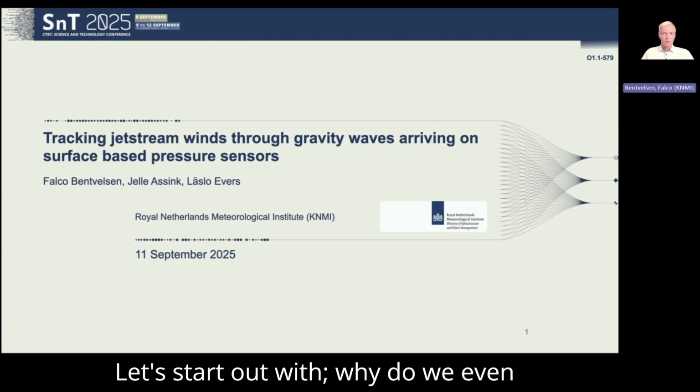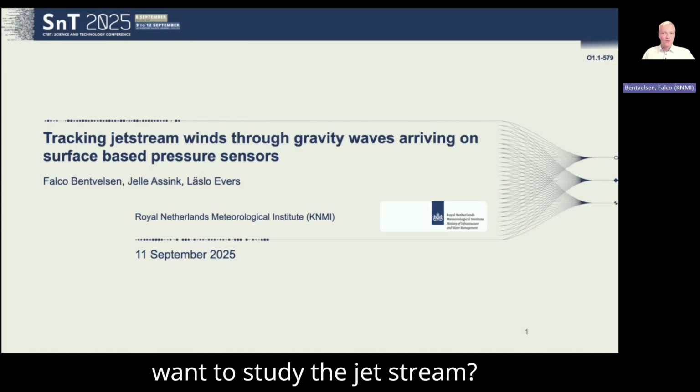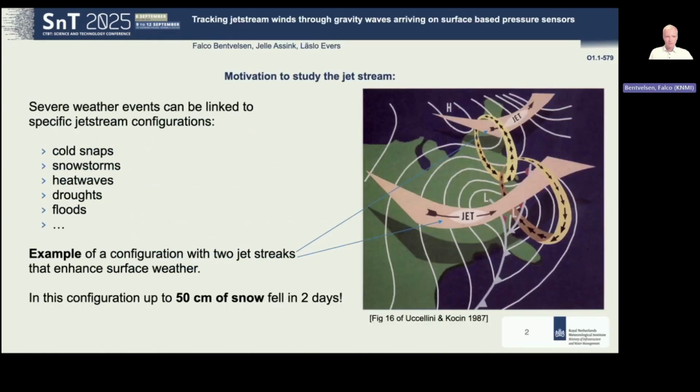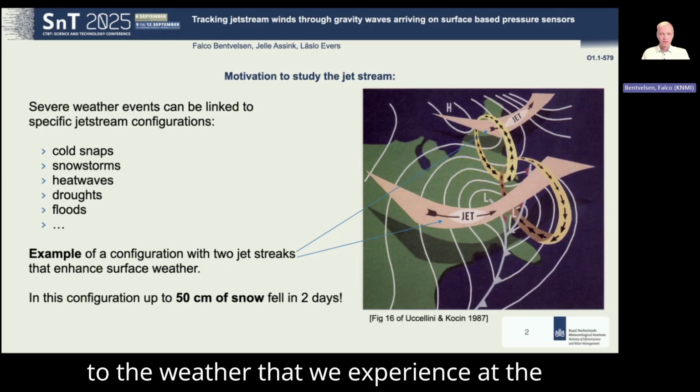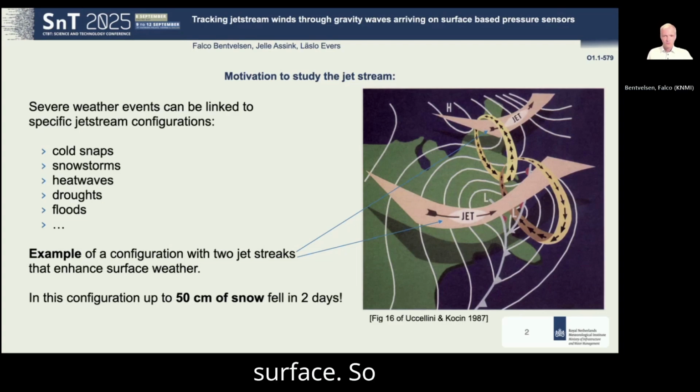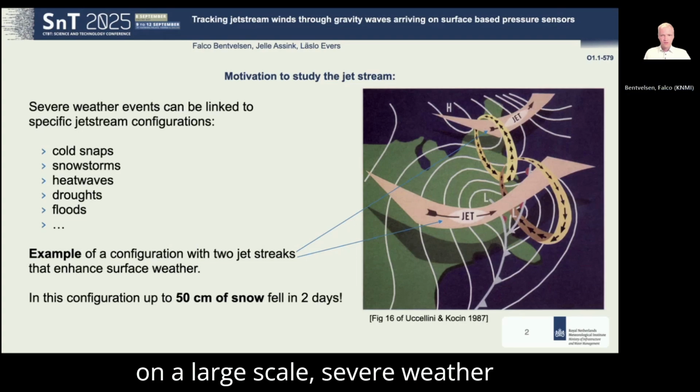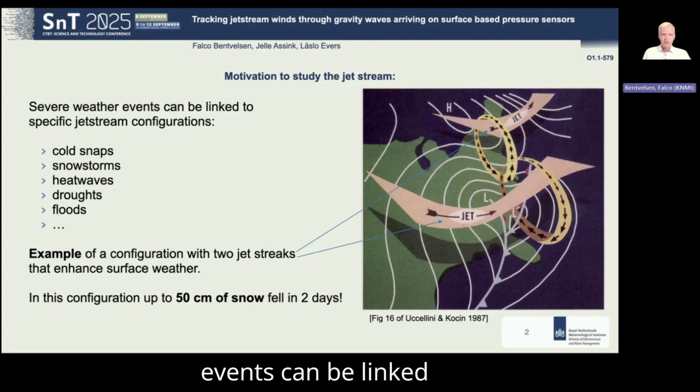Let's start out with why do we even want to study the jet stream? And that is because it's tightly coupled to the weather that we experience at the surface. So on a large scale, severe weather events can be linked to specific jet stream configurations.